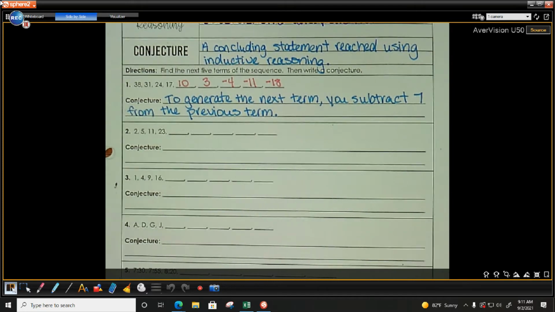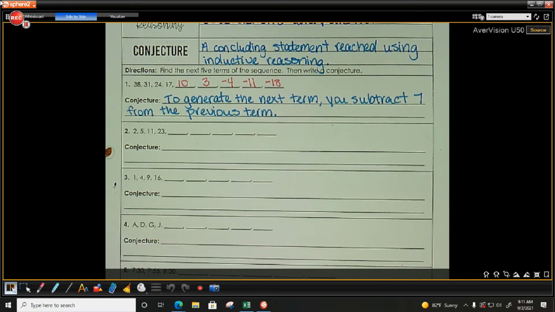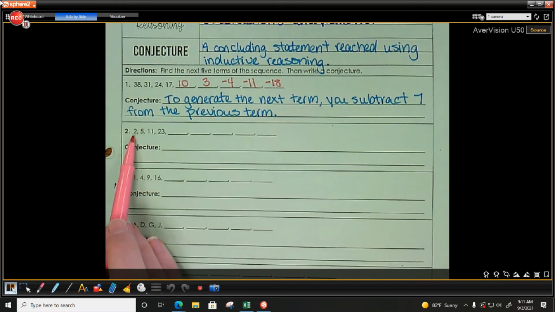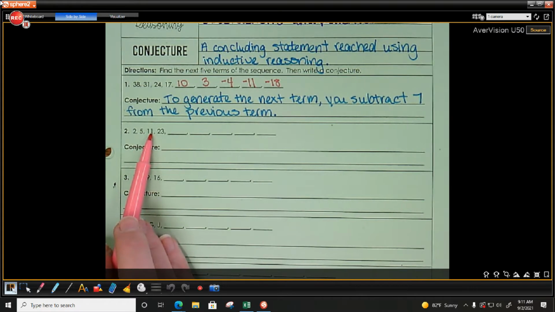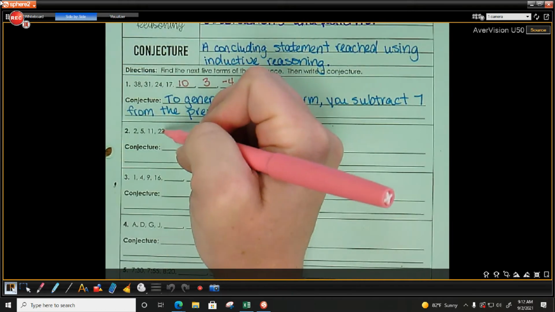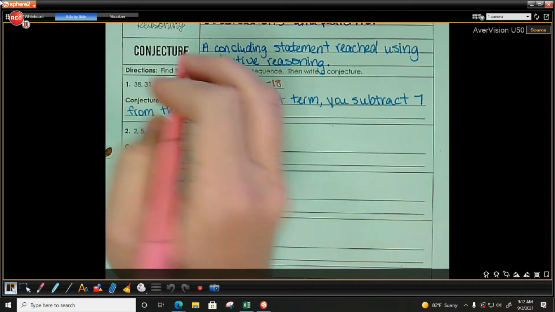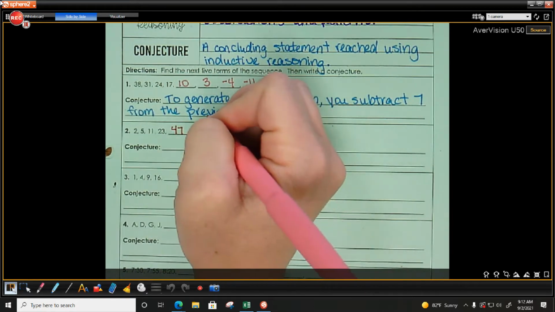Okay, looking at number 2, do we see a pattern? Times 2 plus 1. Double it and plus 1. What's 2 times 2? 4. Plus 1. What's 5 times 2? Plus 1. What's 11 times 2? 22. Plus 1. 23. What's 23 times 2? 46. Plus 1. 47. 47 times 2? 94. Plus 1.